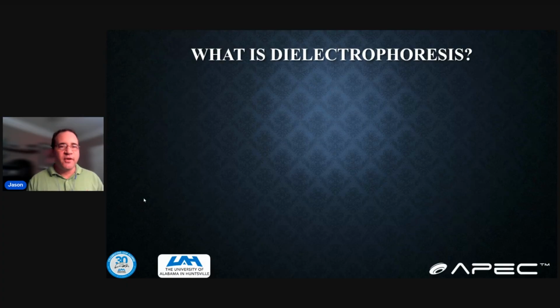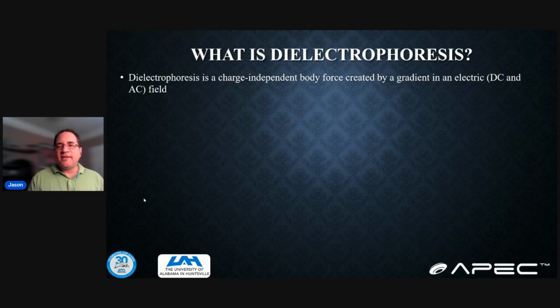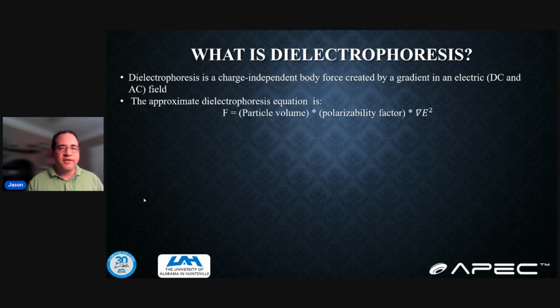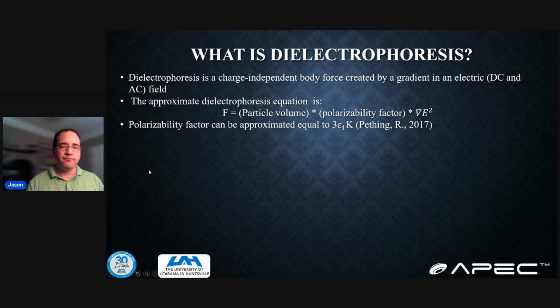So what is dielectrophoresis? And why is it relevant here? Dielectrophoresis is a charge-independent body force that's created by a gradient in electric fields, DC and AC both work. The approximate dielectrophoresis equation, just qualitatively speaking, is particle volume, some kind of polarizability factor. Think about a molecule, its polarizability, if it's stuck in a solid substance, is how much does it sort of rotate along the field line. And then you multiply times the gradient in the electric field squared.